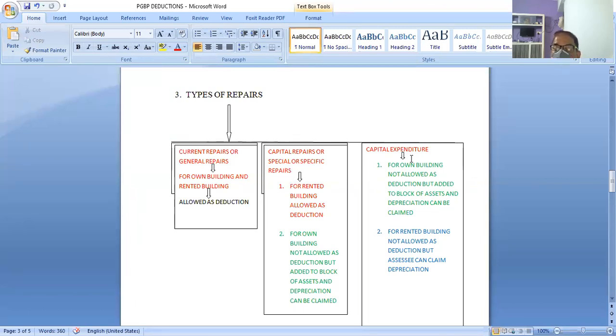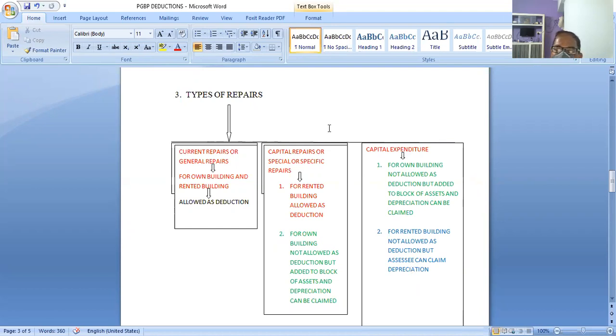Now, for capital expenditure, you are constructing a new floor, a second floor. You have only a single floor and you are constructing a first floor and second floor. That is called capital expenditure. For your own building, deduction is not allowed, but it is added to the block of assets and depreciation can be claimed. For a rented building, it is not allowed as deduction, but the tenant can claim depreciation. This is in case of capital expenditure.